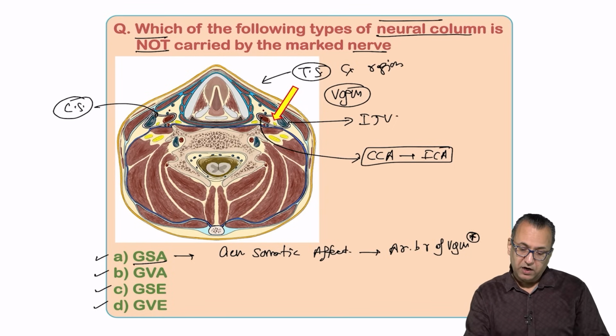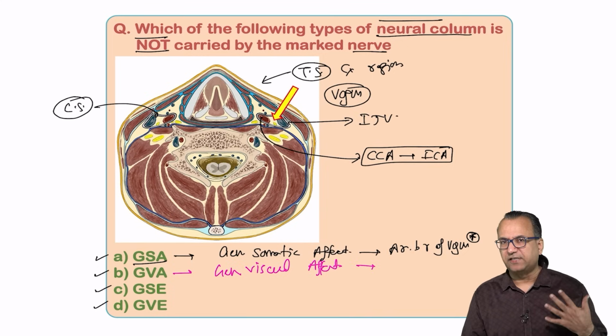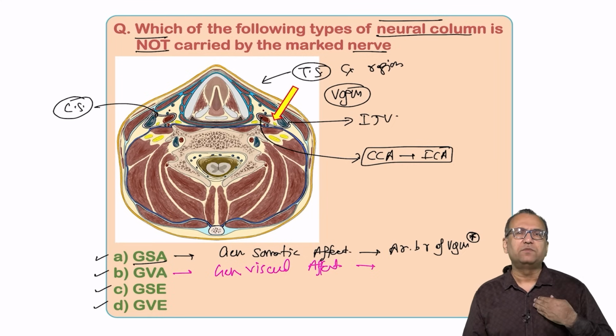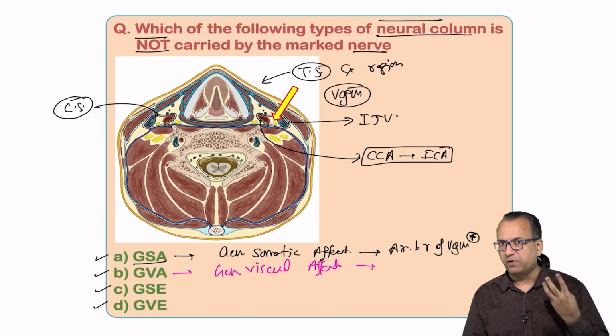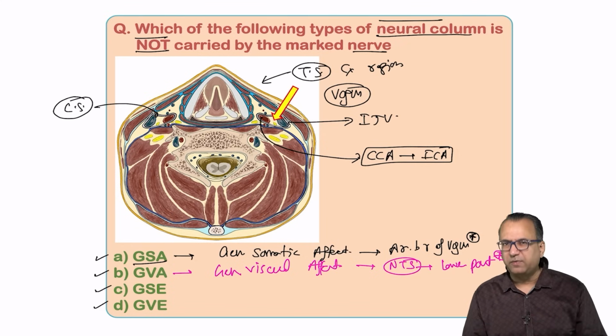What about GVA? When you are talking about GVA, it is general visceral sensation. So sensation means afferent, and of course it will carry general visceral sensation from the abdomen, till the midgut, and it is also supplying from the thorax region. So these viscera, also the aortic bodies and aortic sinus for pressure reception and chemoreception, reach the lower part of the nucleus tractus solitarius in the lateral medulla. We'll draw a diagram for that also. So it is basically going to the nucleus tractus solitarius, the lower part, and the neural column is GVA.